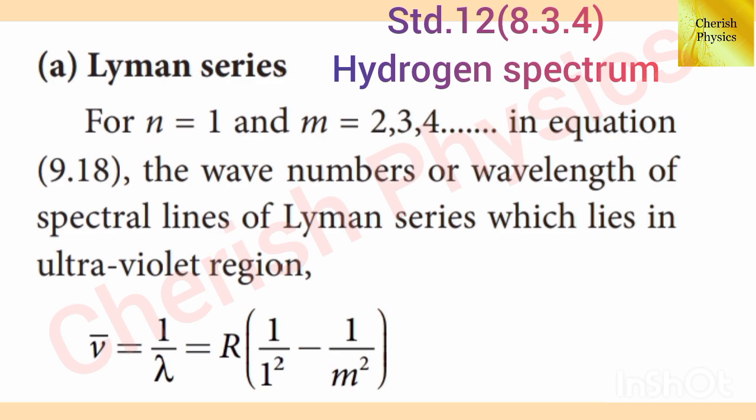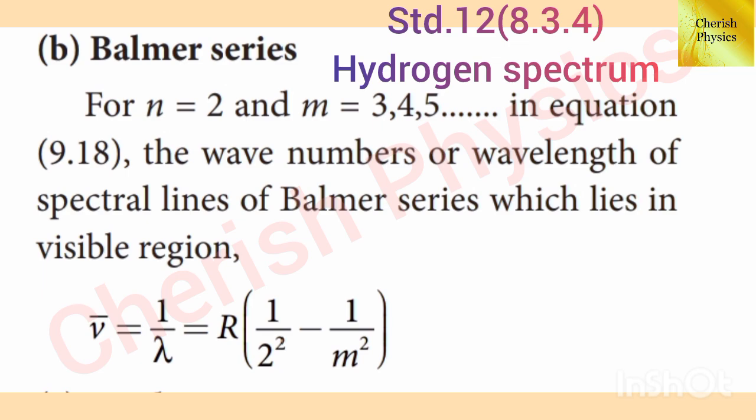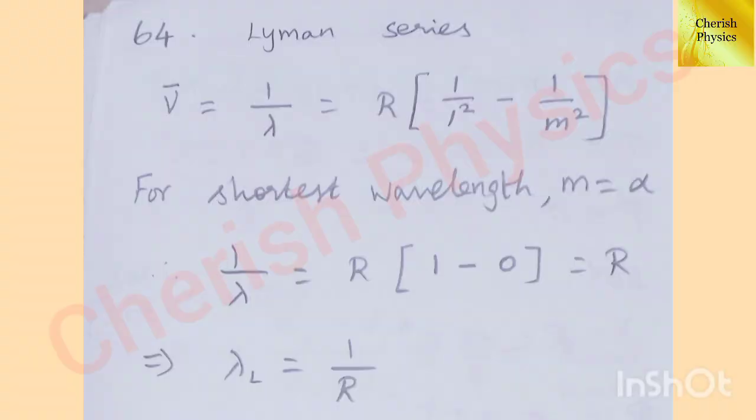The wave number of Lyman series is nu bar equal to 1 by lambda equal to R into 1 divided by 1 squared minus 1 divided by m squared. And for Balmer series, nu bar equal to 1 divided by lambda equal to R into 1 divided by 2 squared minus 1 divided by m squared. We have to find the difference between shortest wavelength. For shortest wavelength, m equal to infinity. Hence, for Lyman series, 1 divided by lambda equal to R into 1 minus 0, because 1 by infinity is 0, which is equal to R.